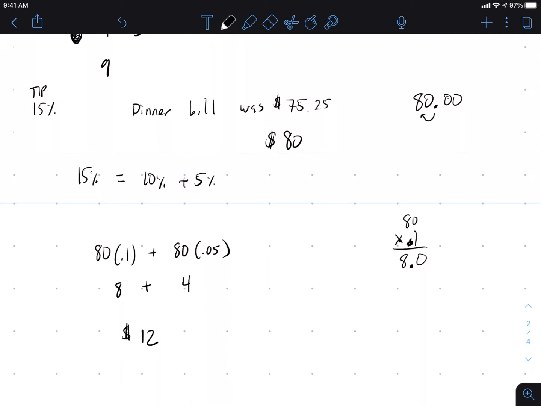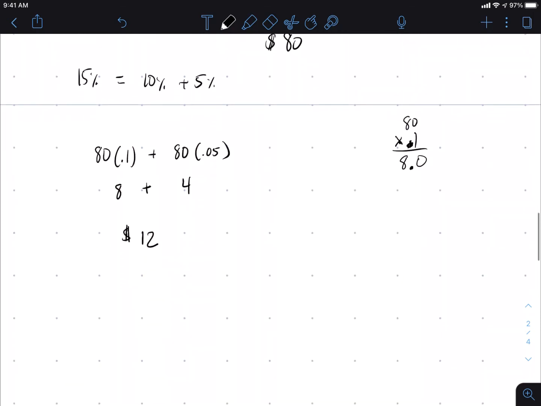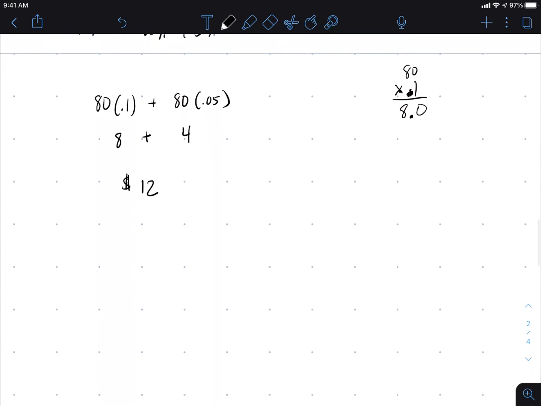You want me to do one more? Yeah, just to. No, for sure. No worries. Okay, so let's say we had a bill that was $68.32. That's our dinner bill. And we want to tip again 15%. What should I round it to? 70. Very good.